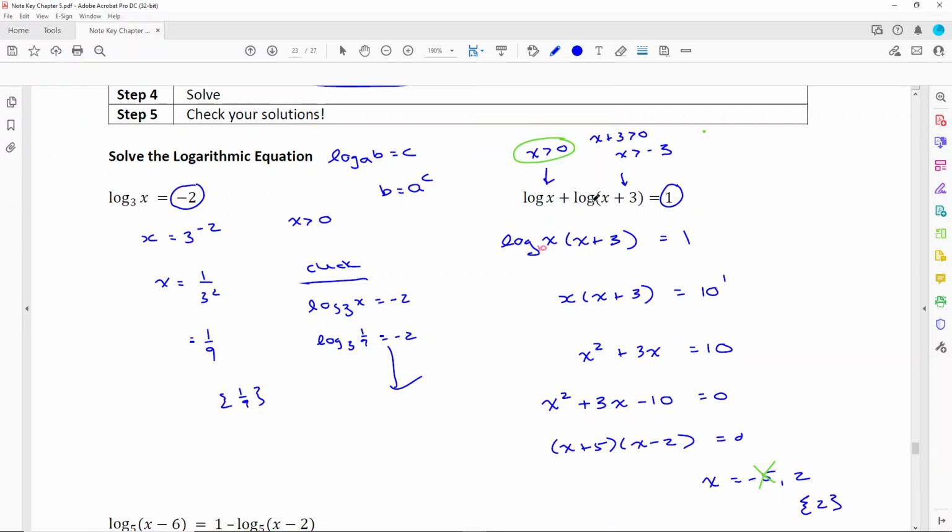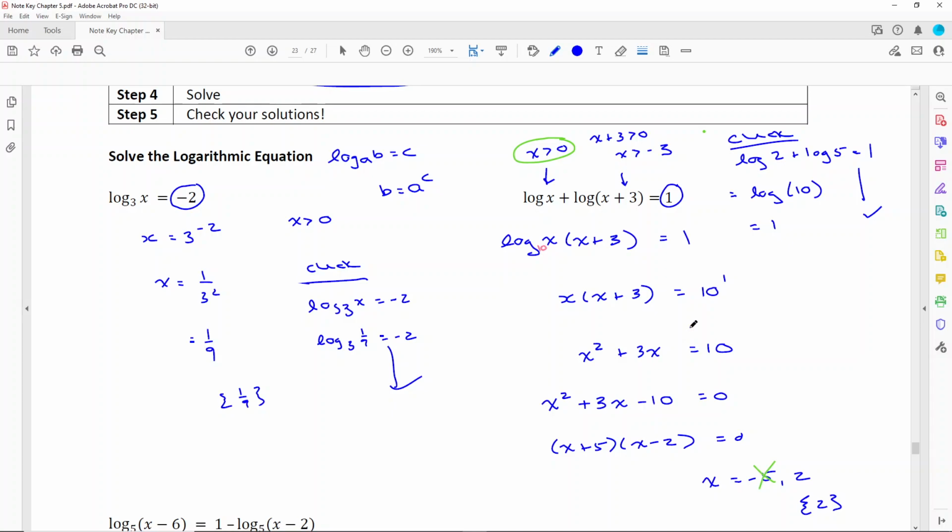And then I could check it by plugging it back in. The log of 2 plus the log of 5, does that equal 1? Well, I could use a calculator, right? Log 2 plus log 5, or I could say, because it's adding, I'm going to multiply. This will be the log of 2 times 5, which is 10, and 10 to the exponent 1 is 10, so the answer is 1, and I'm good to go. So again, you can check to make sure.